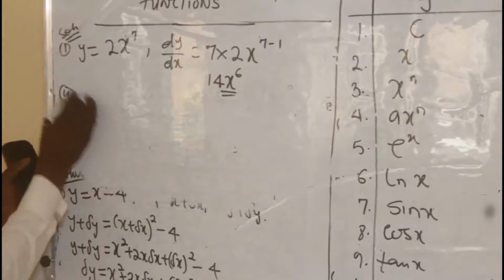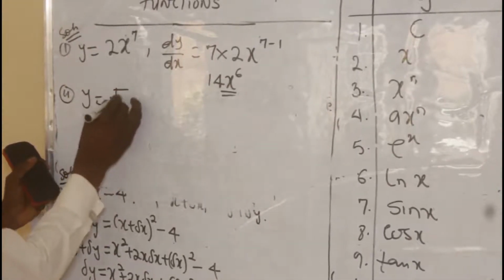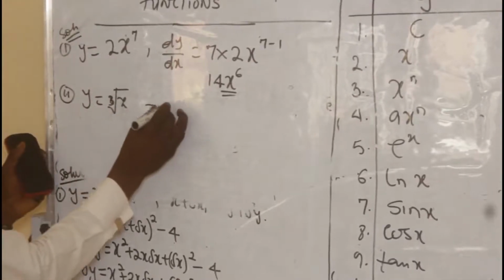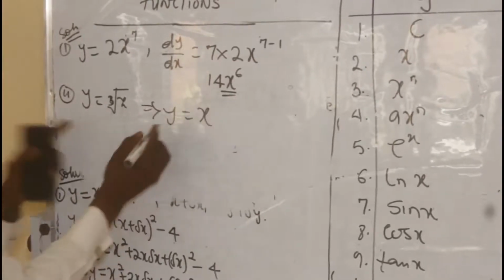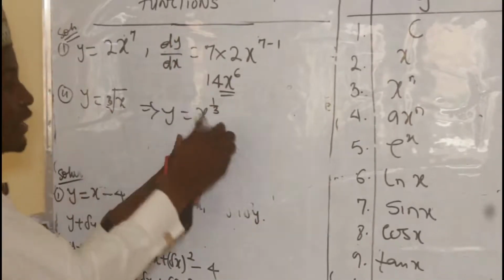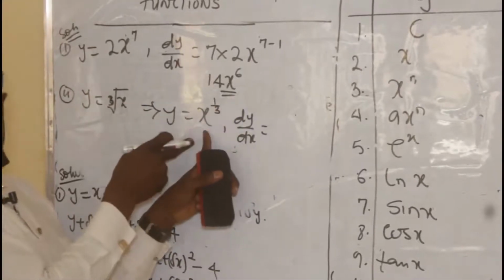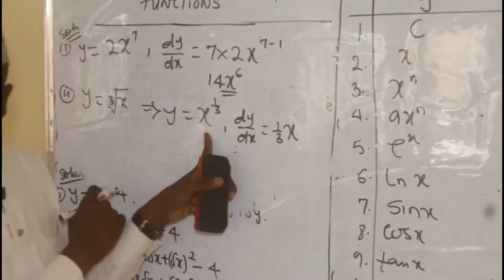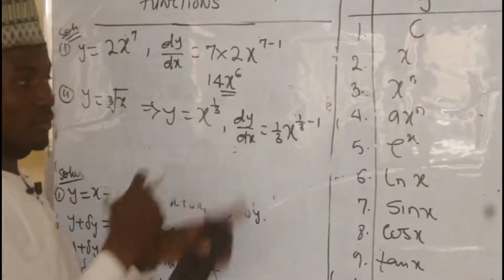So if you take number 2 now, y is equal to cube root of x. Class, how am I going to write cube root? This implies y is equal to x raised to the power of, what is cube root of x? 1 over 3. So how am I going to find the dy/dx now? dy/dx is now equal to 1 over 3 will multiply back. So it's going to be 1 over 3x. Class, are we together? So it's now going to be 1 over 3 minus 1. Is that clear?